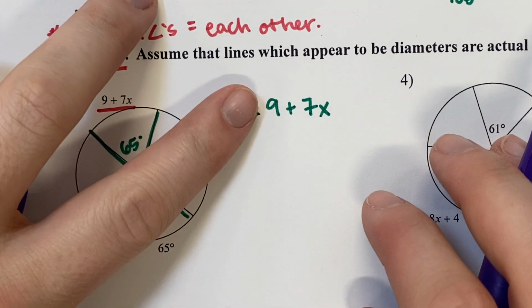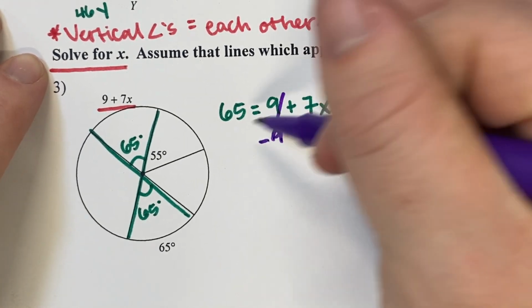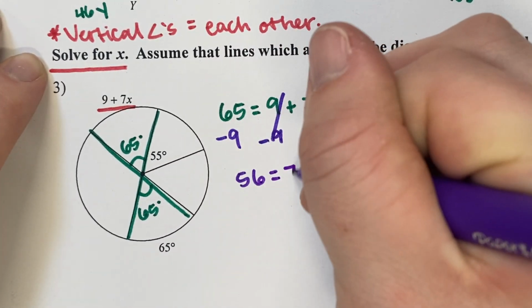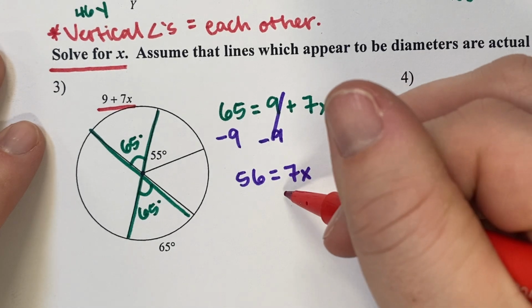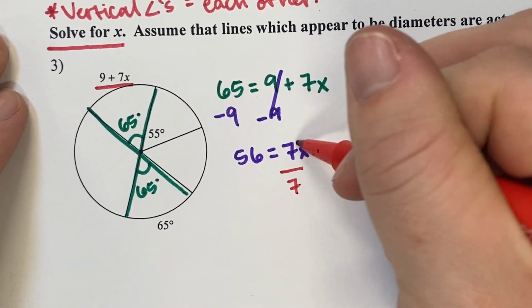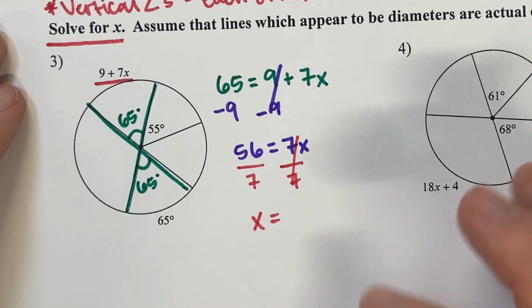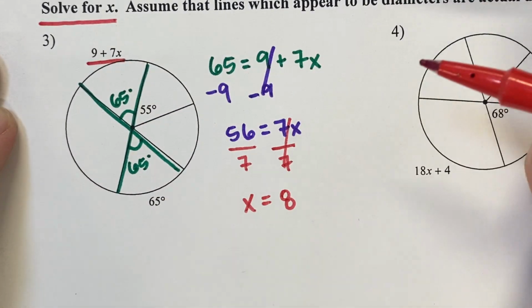Okay, so let's go ahead and look at our side with our X. First thing I've got to get rid of is this plus or positive 9. So I'm going to subtract 9 from both sides. 65 minus 9 gives me 56. So I have 56 equals 7 times X. Okay, my last step is do the opposite of times by 7. Divide by 7. And X is equal to, remember you can switch sides, it doesn't matter, 56 divided by 7, which gives me X equals 8.